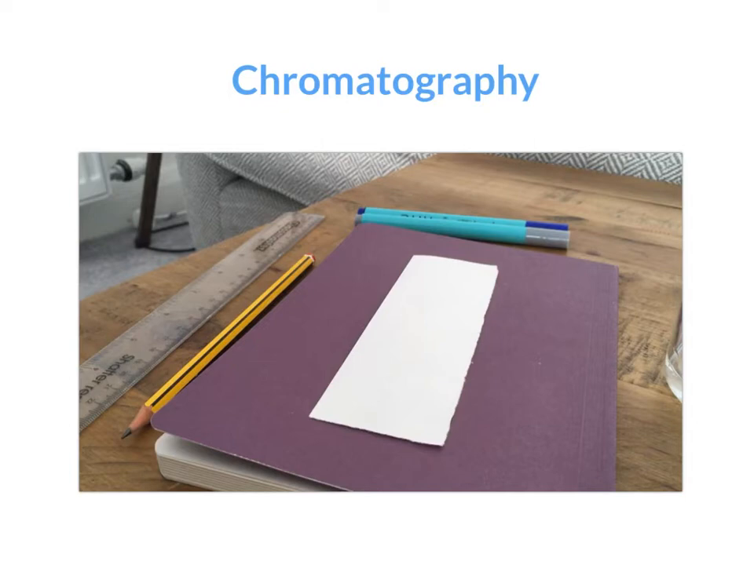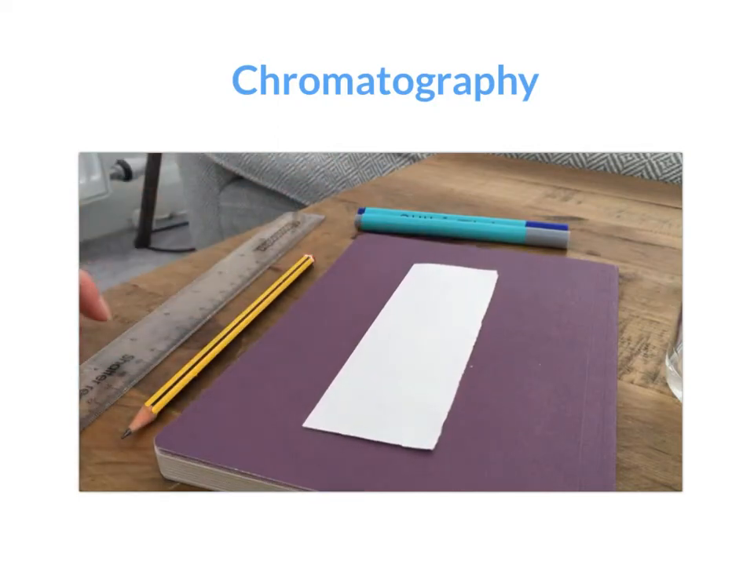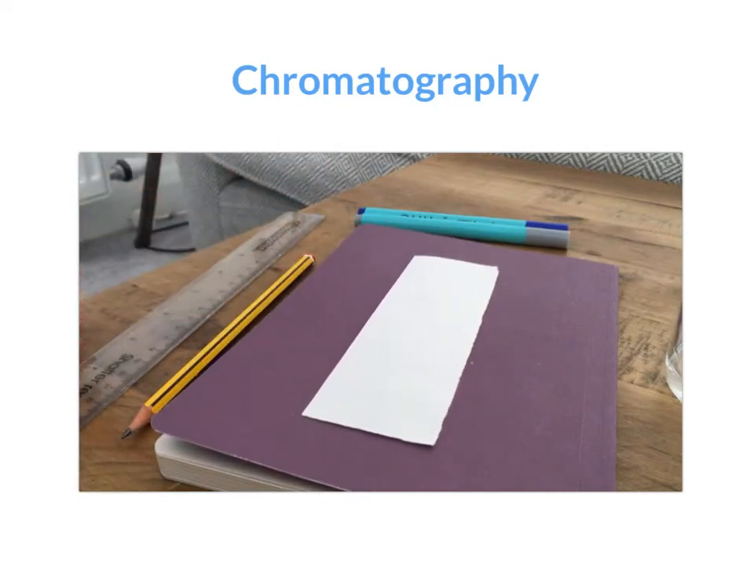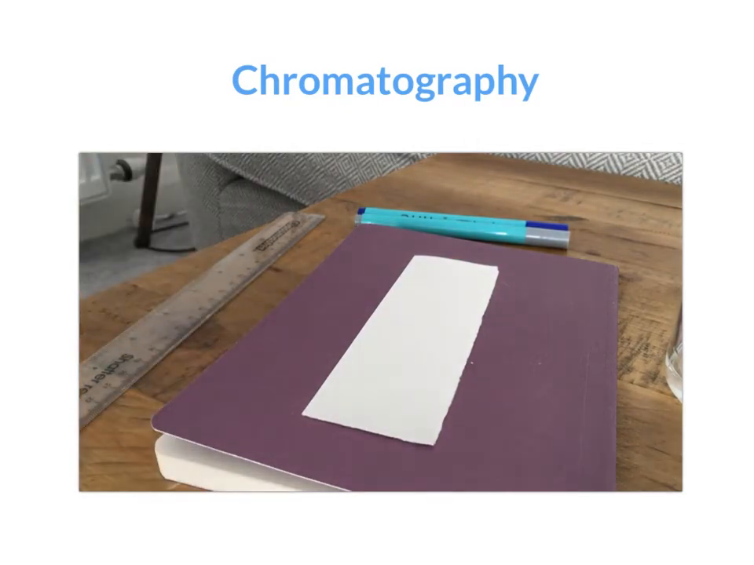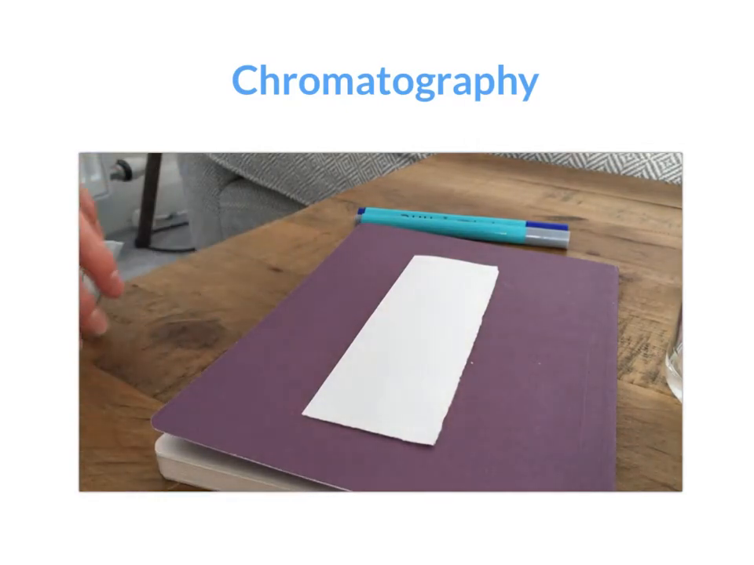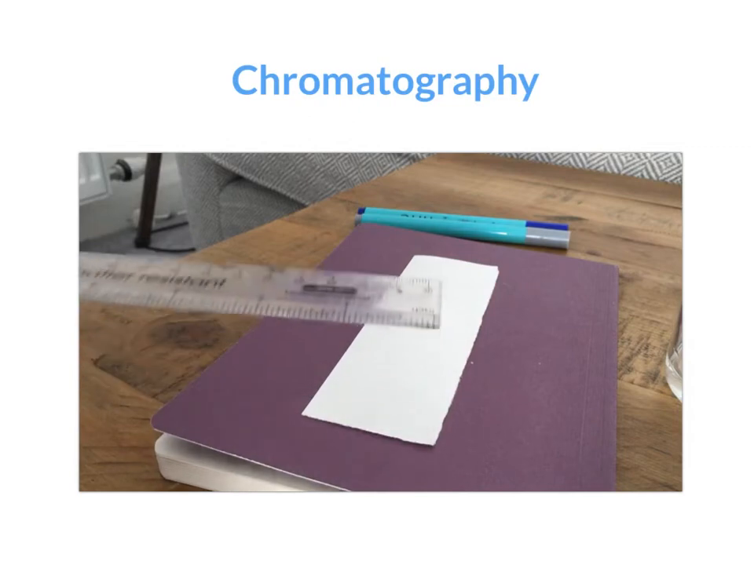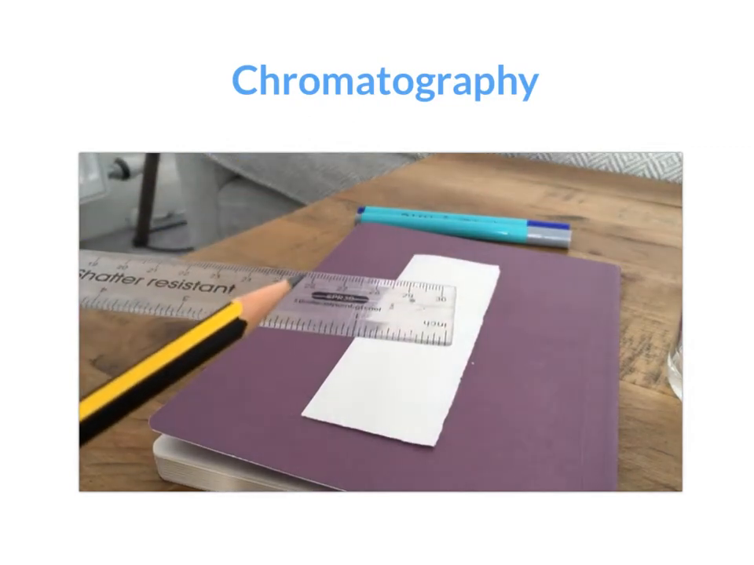So what I want to do here is show you how to carry out chromatography just by simply separating the inks in a couple of different markers. So you can see I've got my markers up here, and I've got my piece of chromatography paper, a ruler and a pencil. So according to the method, the first thing you need to do is to draw what you call the baseline. Now this must be drawn in pencil.